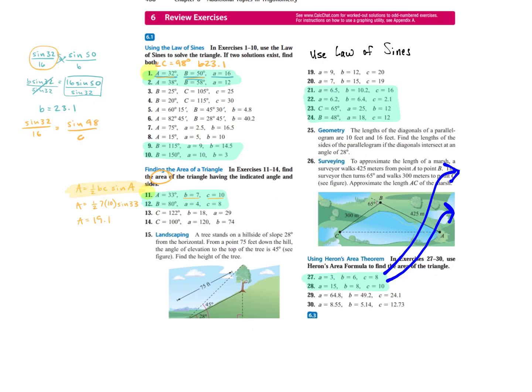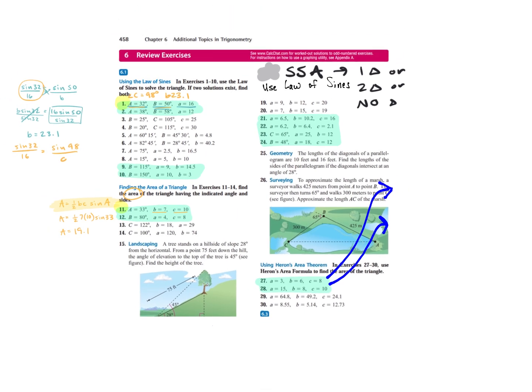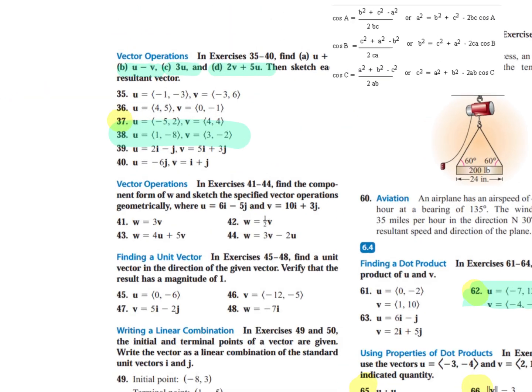Also keep in mind that if we have side-side-angle that we're given, you could possibly have one triangle or two triangles or no triangles. If we have time, I'll come back and do one of those. If not, I'll put it in the PDF of the answers. But just keep in mind, if it gives you two sides and an angle, it's possible that you could have one triangle, two triangles, or no triangles. Let's go to the next page.